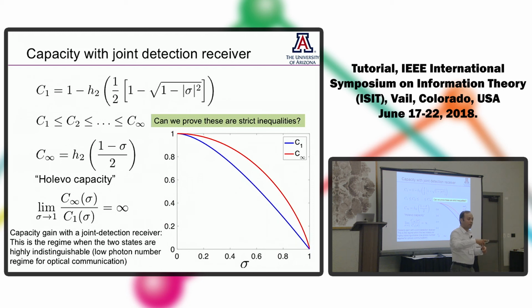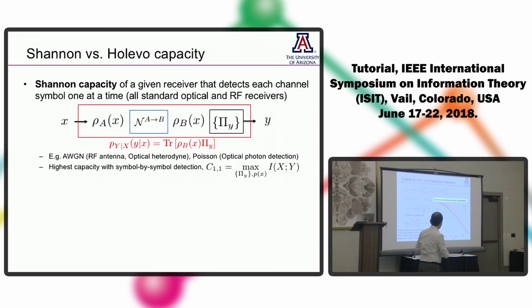And when we talk about optical communications in our third part, you will see that it is this regime where the states are the least distinguishable. The inner product of psi1 and psi2 is close to 1, so they are very close together. And that turns out to be the low photon number regime for optical communication. So it is in that regime where the ratio between these two is infinity.